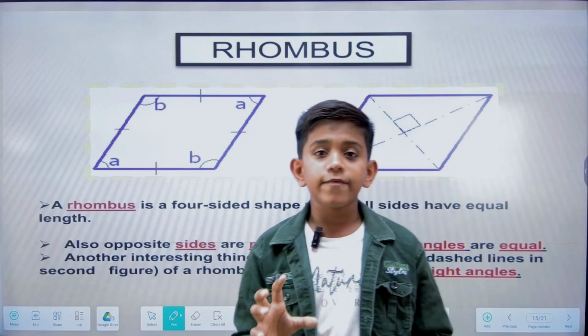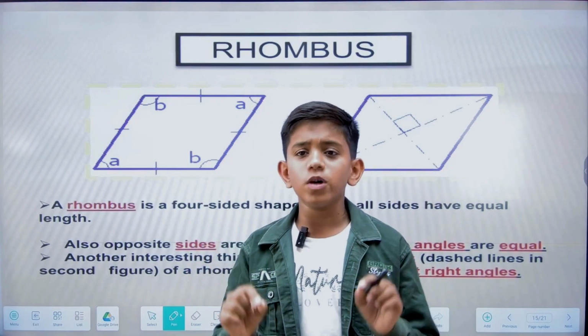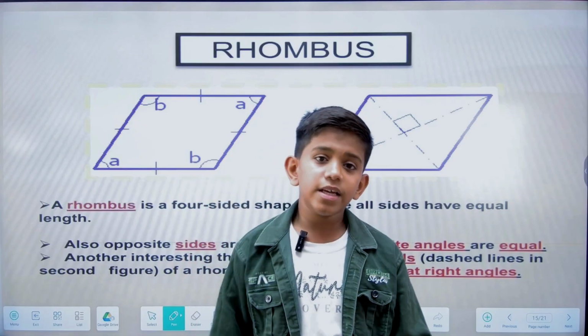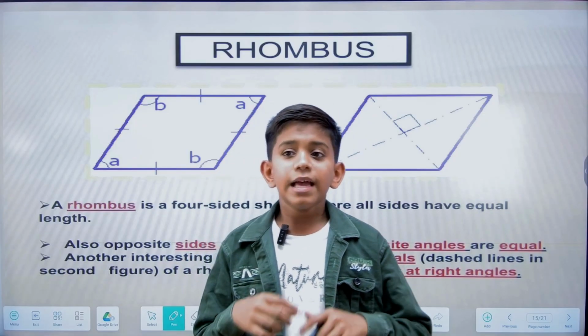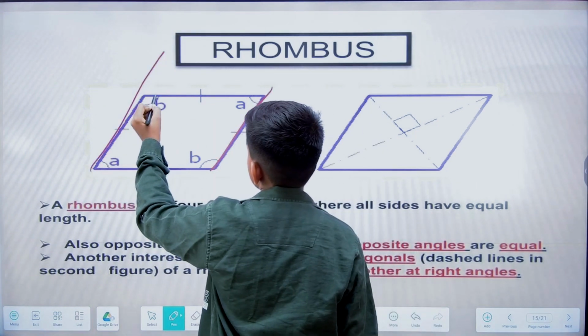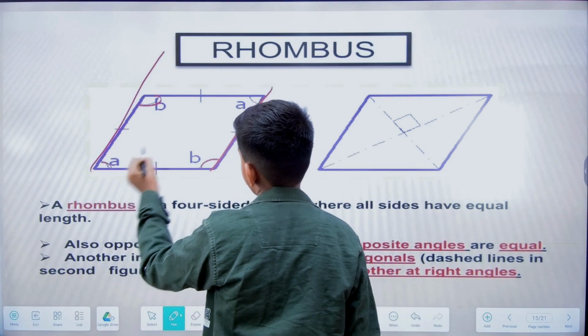The next quadrilateral we have is the rhombus. A rhombus is a 4-sided shape where all sides have equal length. All sides are equal. Also opposite sides are parallel and opposite angles are equal. These are the opposite sides which are parallel and these are the opposite angles which are equal.